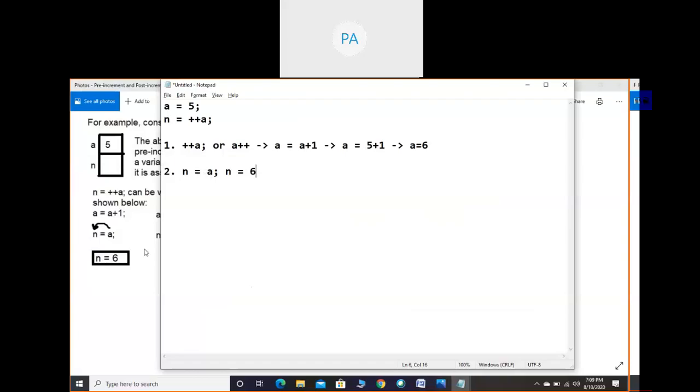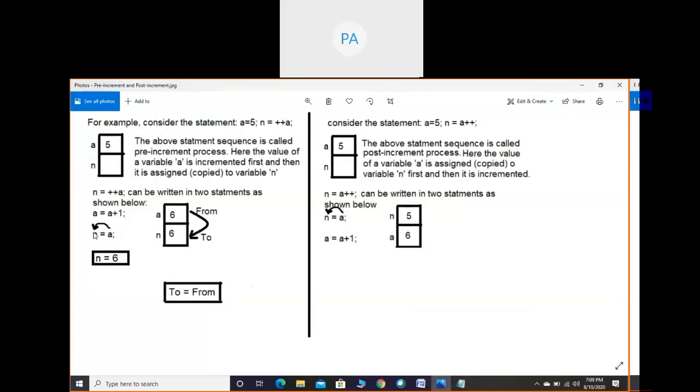So here you put the arrow mark. See, from a to n it is copied. Final value of n is 6. So final value of a is also 6. I think yesterday I have copied this. So now we will go for the post increment process.